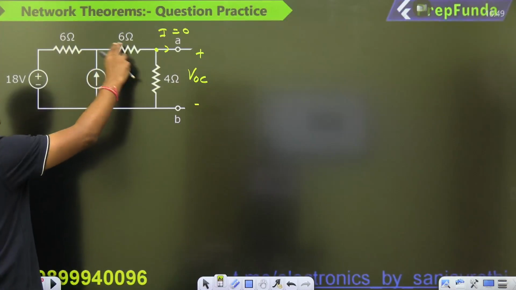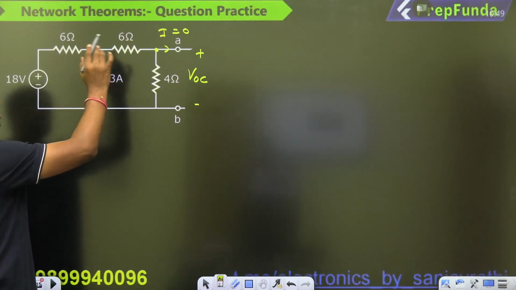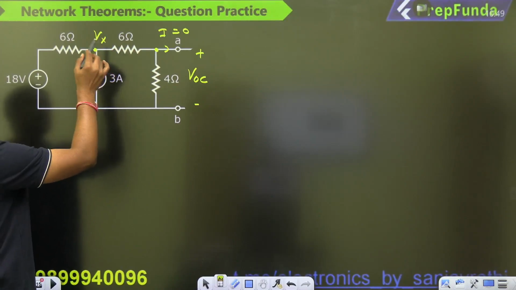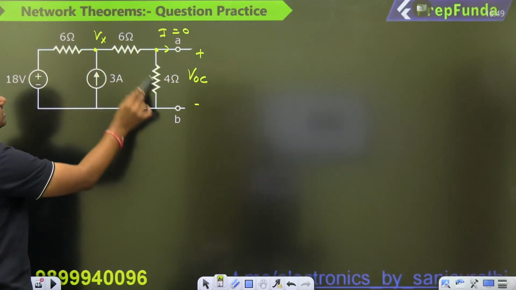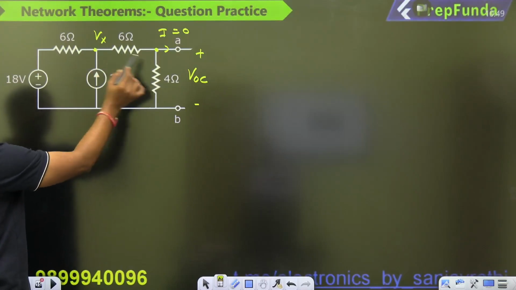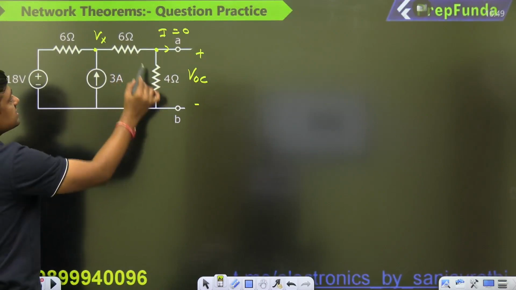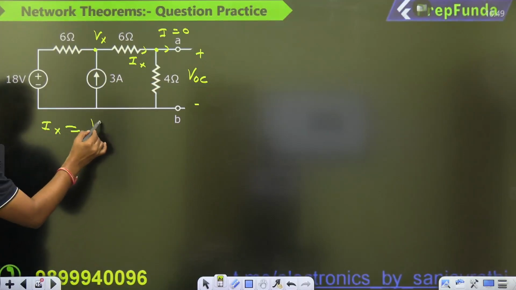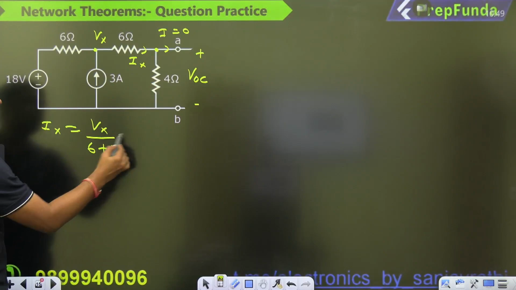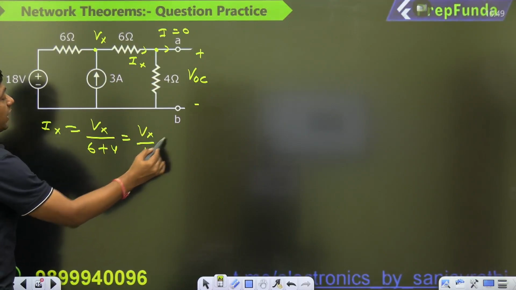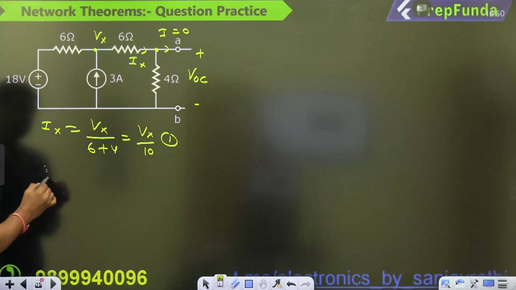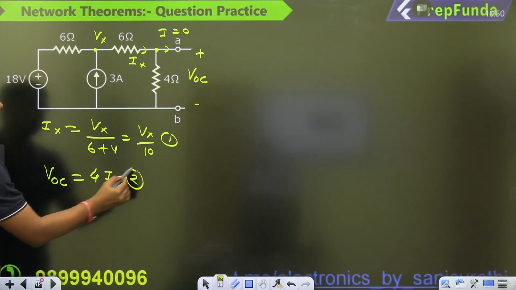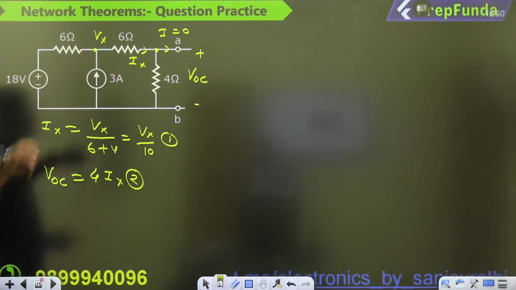Then the total resistance at this point is what? 6 and 4. So first of all, you can write the Vx here. Let me apply the nodal equation at this node. So these two resistors are in series. And finally, we will find the current here, Ix. So what is the current Ix? Vx upon 6 plus 4, that is Vx upon 10. If you have the Ix, then you can directly find the VOC. VOC is nothing but 4 times Ix. So we have to apply the KCL at this point only.